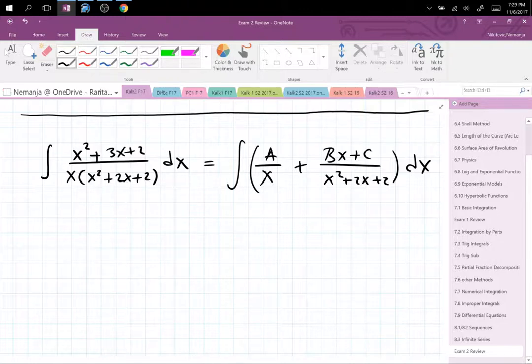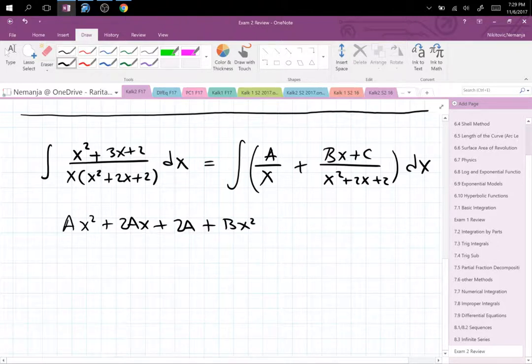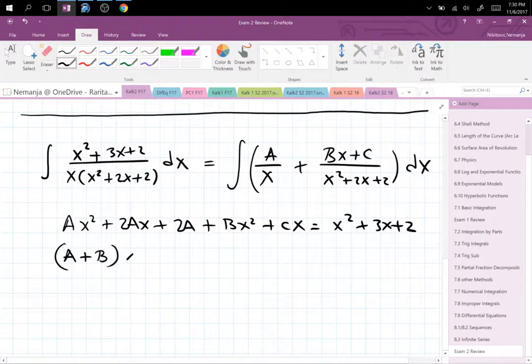Now, once we are done with this, we cross multiply, so Ax squared plus 2Ax plus 2A plus Bx squared plus Cx is equal to x squared plus 3x plus 2. So that's our first one. Now, (A plus B) times x squared plus (2A plus C) times x plus 2A, right? Equals x squared plus 3x plus 2.